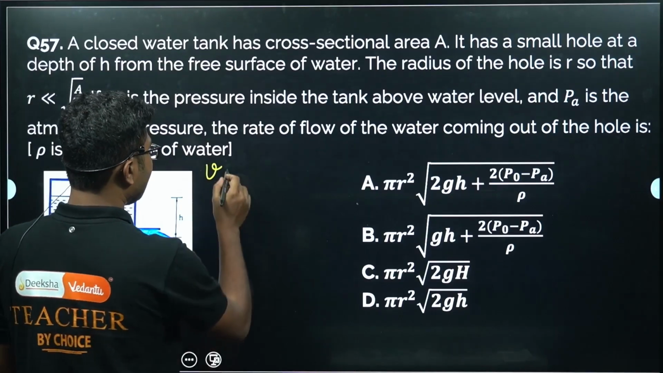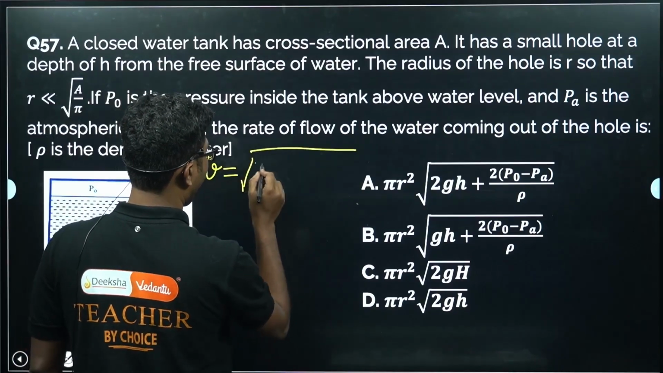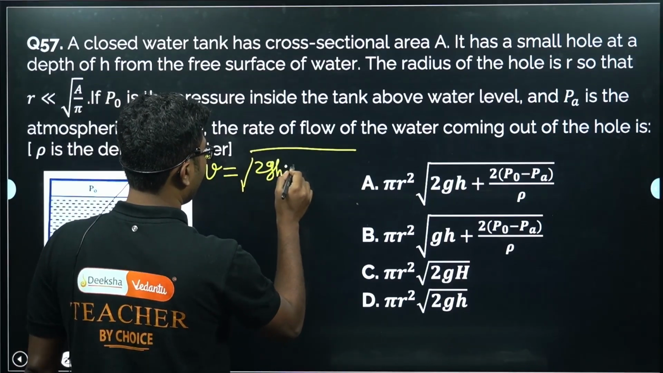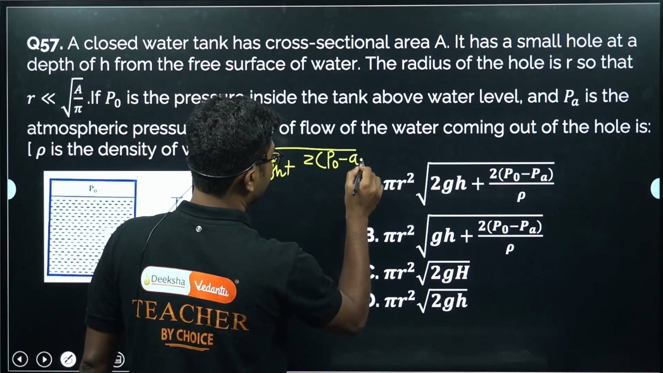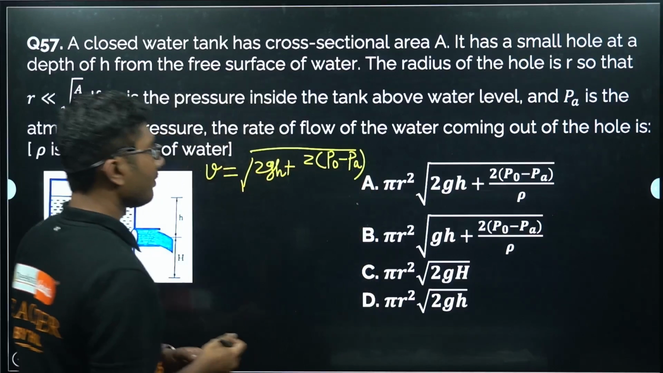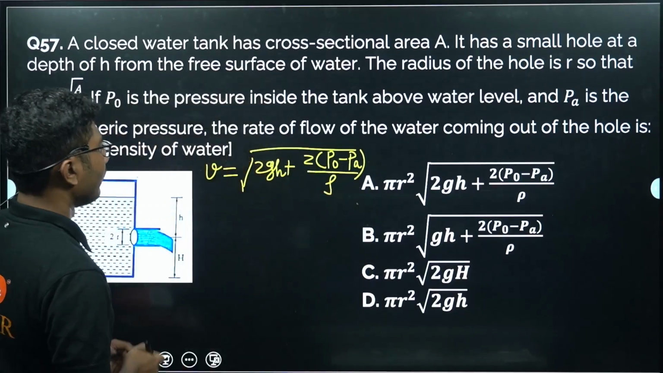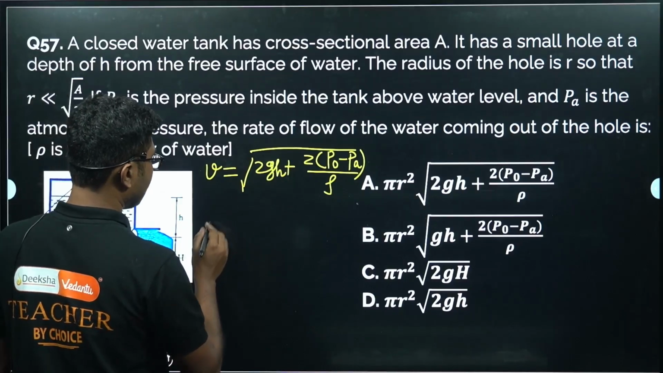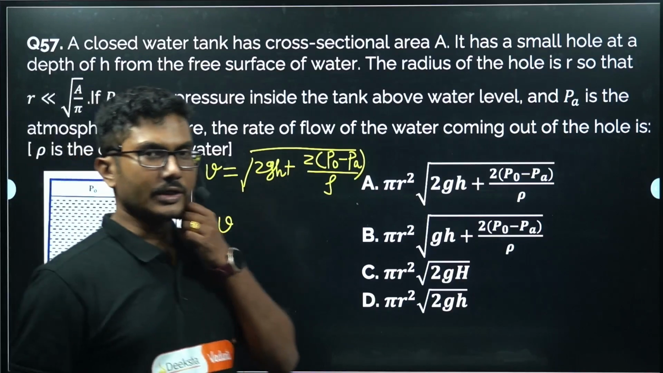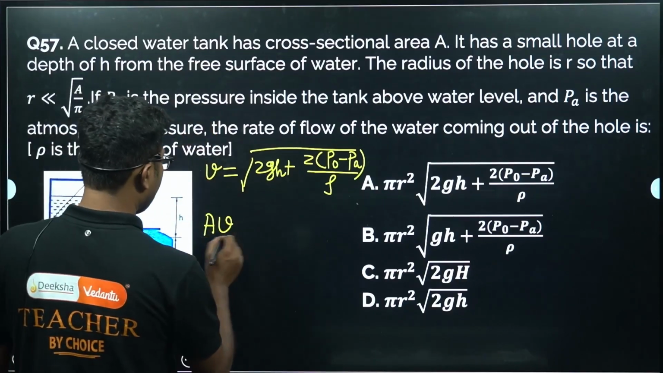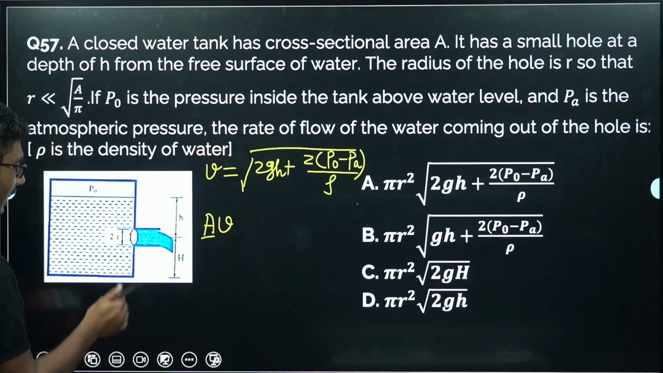Speed of efflux is given by the square root of 2gh plus 2 times p naught minus pa by rho. Okay, now the flow of water is given by A times V. Okay, this is the continuity equation. Flow of water means area times V. So what is area? Area in this case is, this is the area, right?